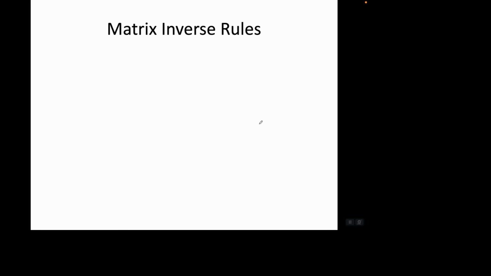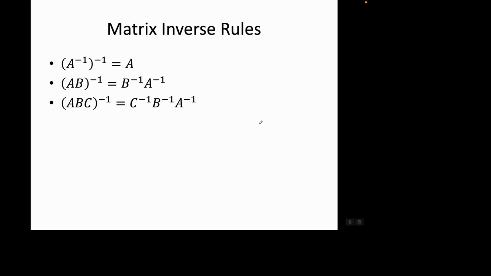Here are some matrix inverse rules. The inverse of A inverse is A. The inverse of AB is B inverse times A inverse. Similarly, the inverse of ABC is C inverse B inverse A inverse.